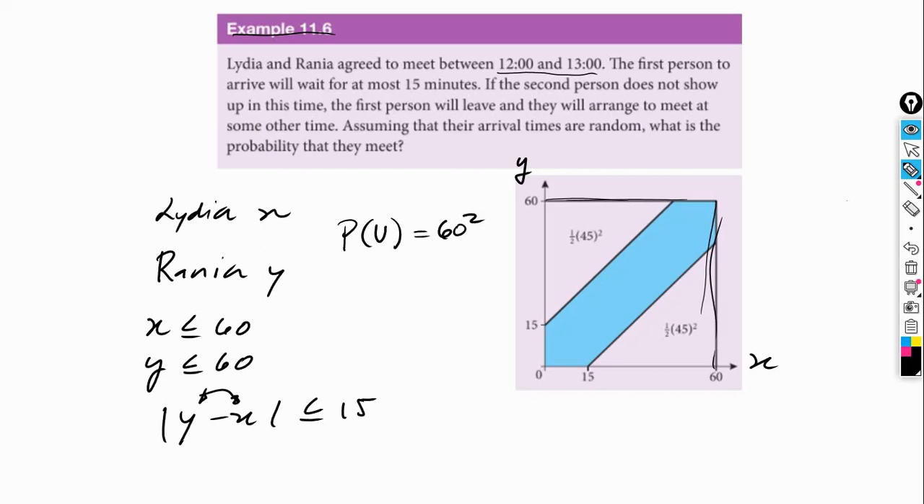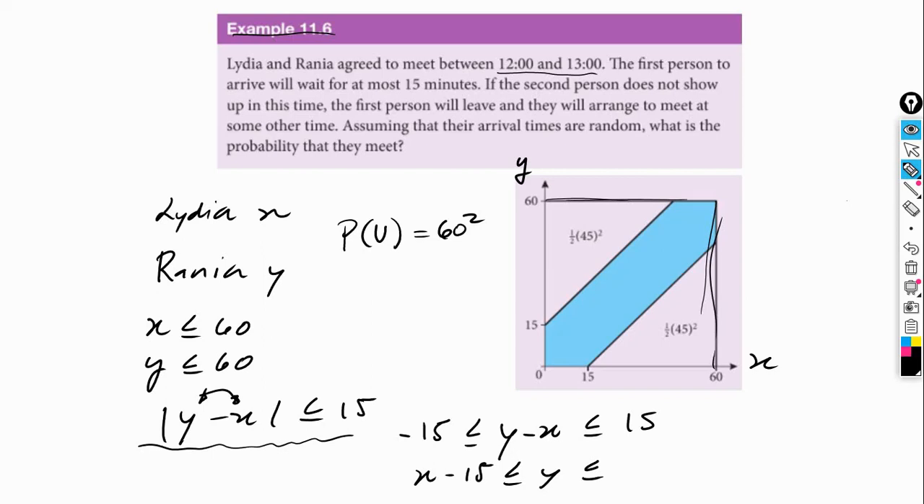Now, because of this condition, which is an inequality, notice that we can solve this by saying that y minus x must be greater than or equal to negative 15, but less than or equal to 15. And then solving this, we're going to get x minus 15 is less than or equal to y, which is less than or equal to x plus 15. So notice that x plus 15 is this graph here, right? This is a line.